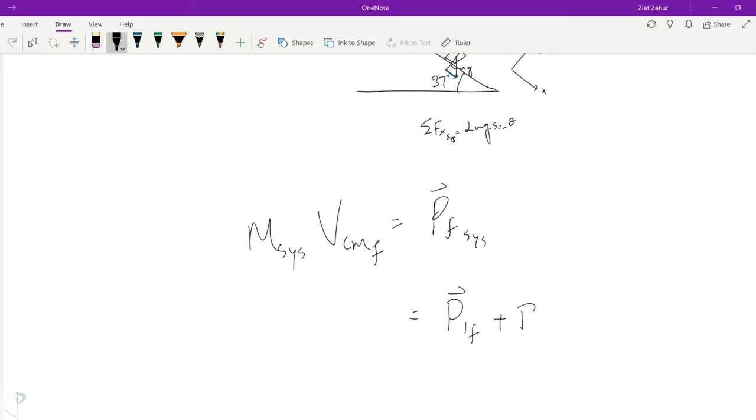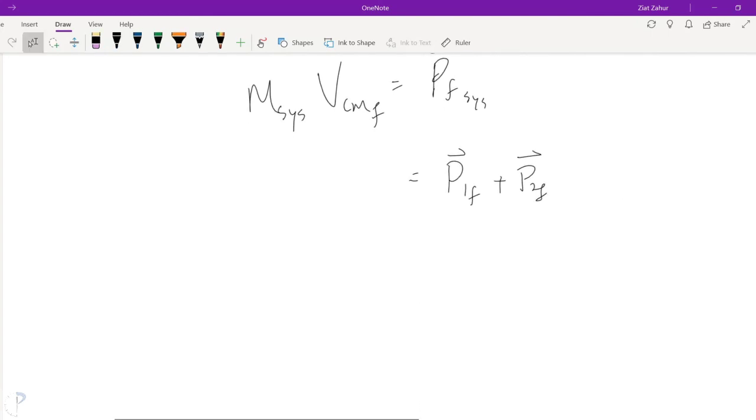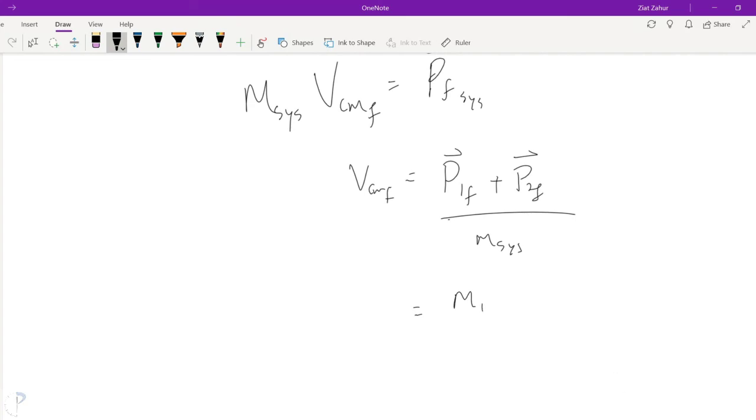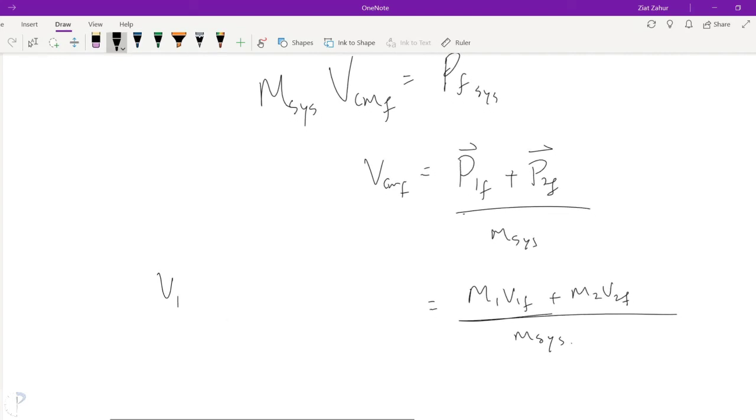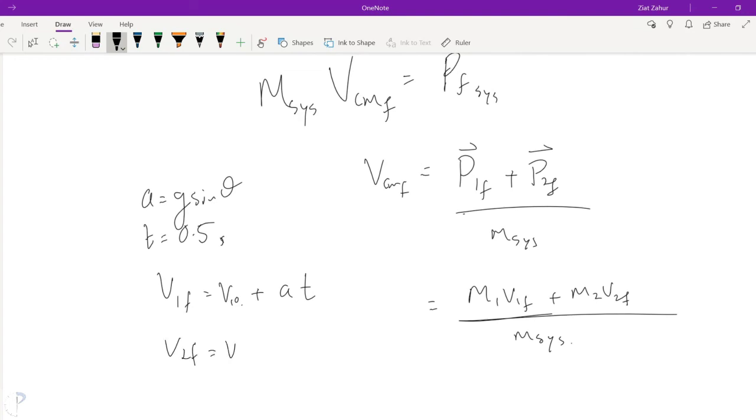This is P1 final plus P2 final. So VCM final is equal to that divided by the mass of the system. This would be mass 1 times velocity 1 final plus mass 2 times velocity 2 final divided by the mass of the system. Now to find the final velocities of each object, V1 final is equal to V1 initial plus acceleration times time. And we know what acceleration is. Acceleration is equal to g sine theta. These blocks are sliding. And time is 0.5 seconds. V2 final would be V2 initial plus acceleration times time. The acceleration is the same for both. The time is the same for both. What is different is the initial velocities.